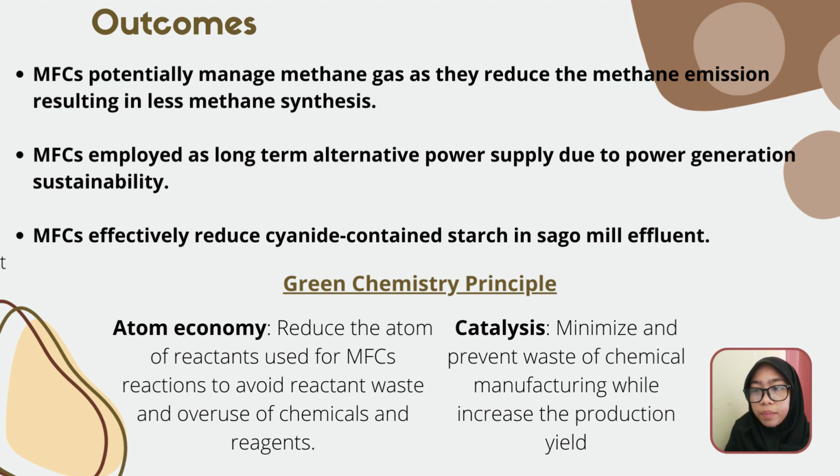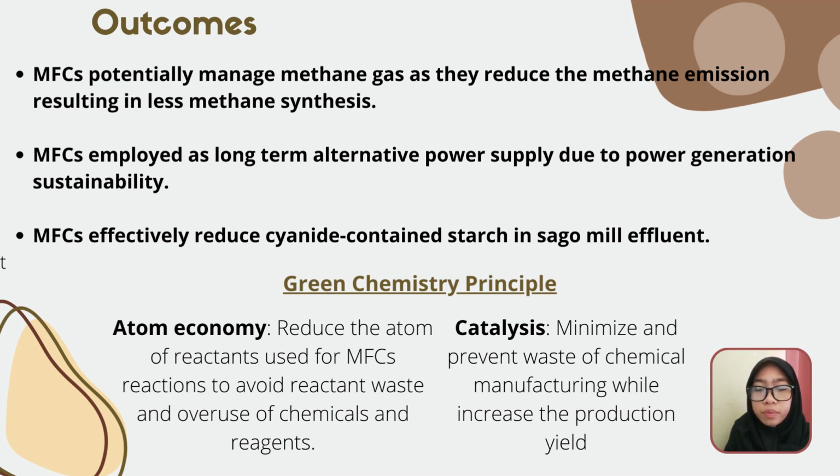In a study, microbial fuel cells have been proven to effectively reduce the starch level in sago mill effluents before being released to the environment. Cyanide is one of the fatal toxic wastes contained in the starch wastewater, as cyanide can reduce or possibly eliminate the oxygen utilization in organisms that are contained in the sago mill effluents. So how can we relate the green chemistry principles to these fuel cells?